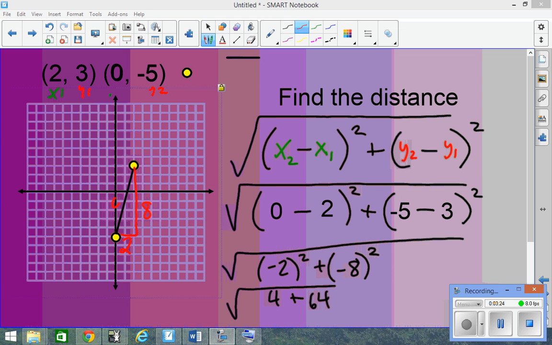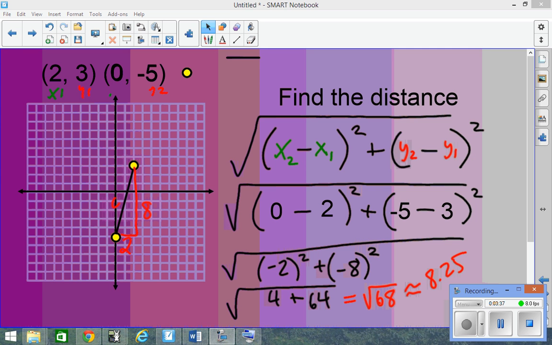And that's the same thing that we just came up with using the Pythagorean theorem, which is the square root of 68, which is approximately 8.25. So you can see that it's two methods finding the same answer. Let's try a different type of problem.